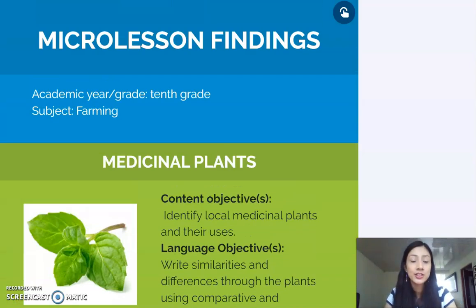Okay, considering that the students have subjects related to the specialty, I chose some specific content: medicinal plants. I developed this micro lesson with students from 10th grade.